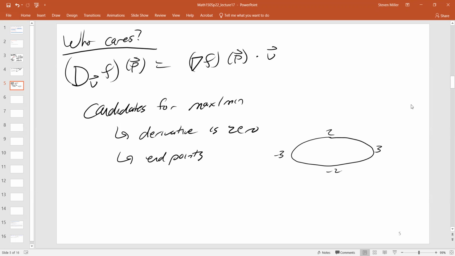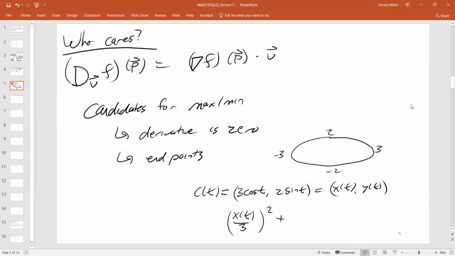Now, in this case, if I'm clever, I know I can write my curve as 3 cosine of t, 2 sine of t, as x of t, y of t. And then we get x of t over 3 squared plus y of t over 2 squared equals 1, which is the equation of an ellipse. So if I'm lucky and I give you a surface like an ellipse, its boundary I can write down in closed form. Its boundary is now a function of one variable.